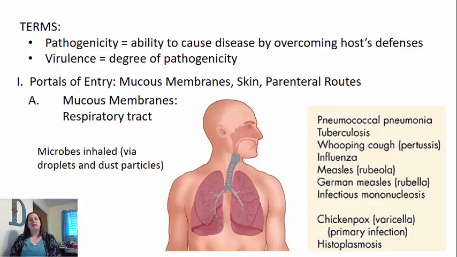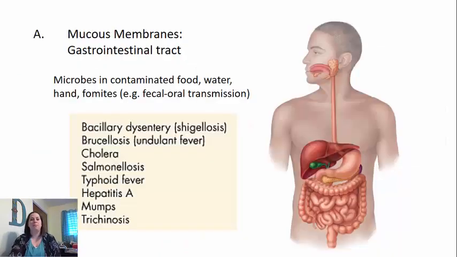With the mucous membranes, guys, one of the main culprits is the respiratory tract. This is where microbes get inhaled. These can get inhaled via droplets or even dust particles from the air. Some examples that are going to gain access through the mucous membranes will be pneumococcal pneumonia, tuberculosis, whooping cough, also known as pertussis, influenza, measles, German measles, infectious mononucleosis, chickenpox, and histoplasmosis. These can all gain access through the respiratory system mucous membrane.